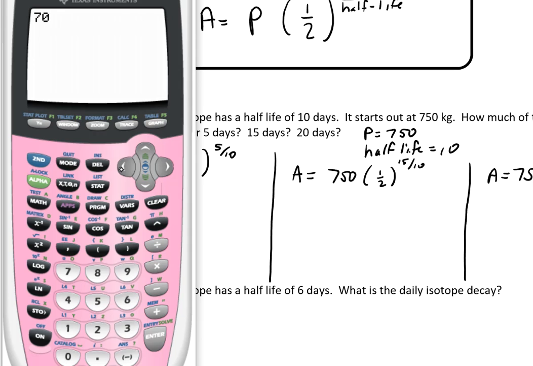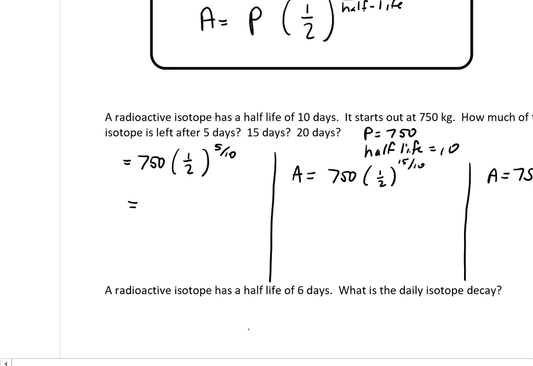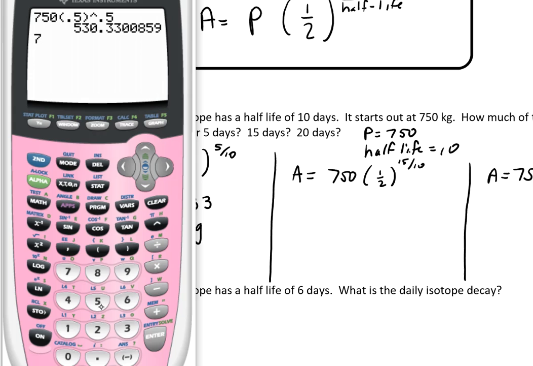750 times 0.5 to the 5 over 10, to 0.5. 530.33 kilograms. Still quite a bit. 750 times 0.5 to the 1.5. You could also do 15 divided by 10. Just make sure you put it in parentheses.